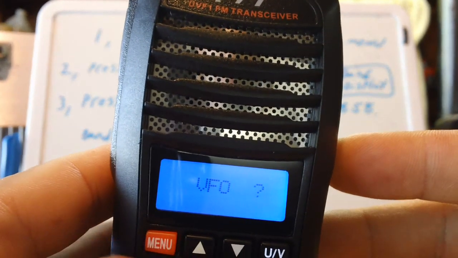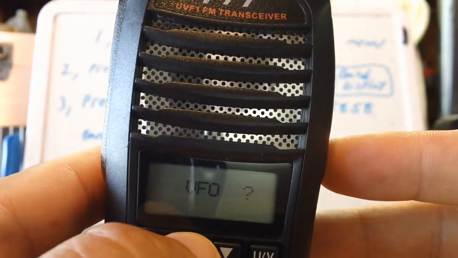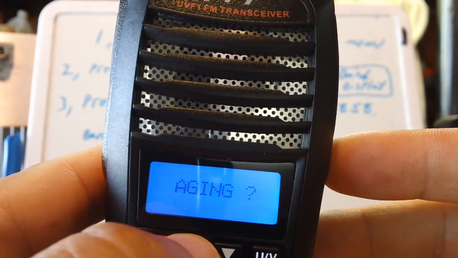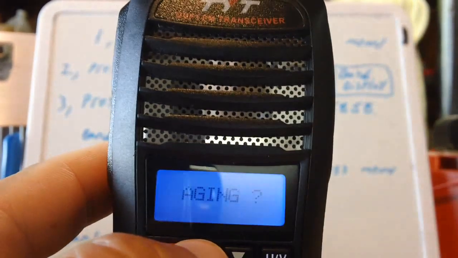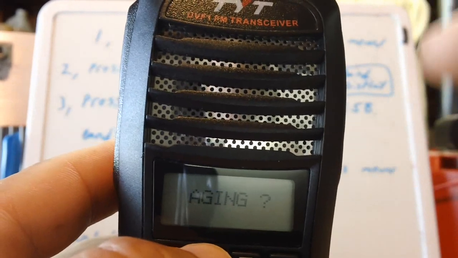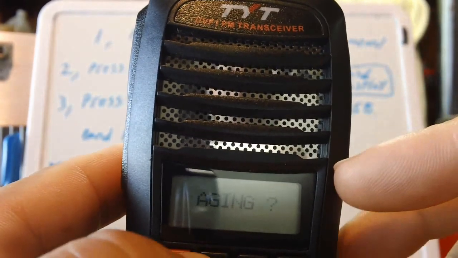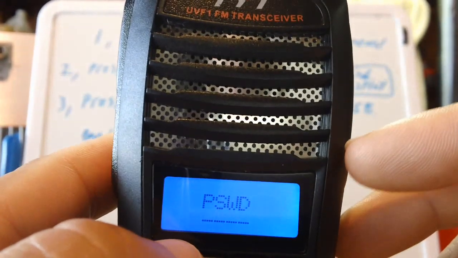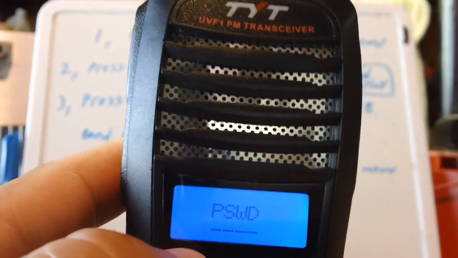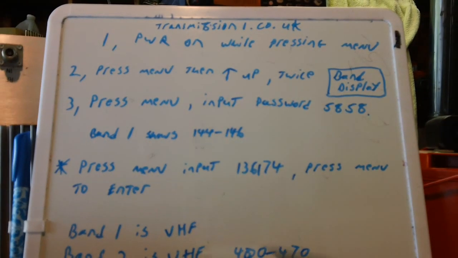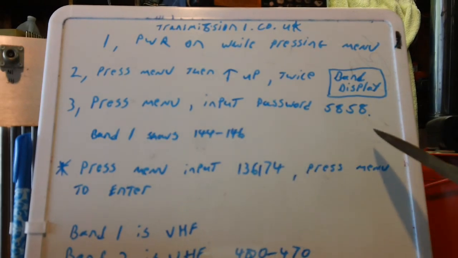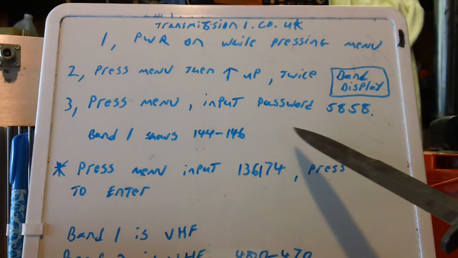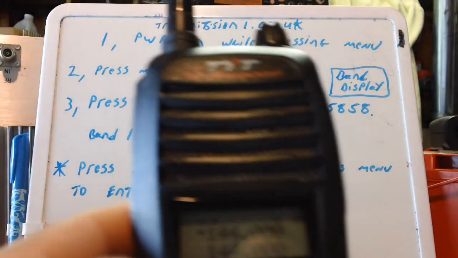You'll see VFO. Press the up button twice. One, two. It says aging. On the European version or the older handband version, it's going to say something else. Press enter. Password. Supposedly, the password is 5858. So press menu, input password 5858.